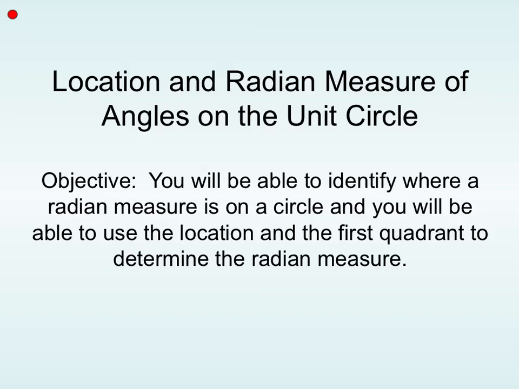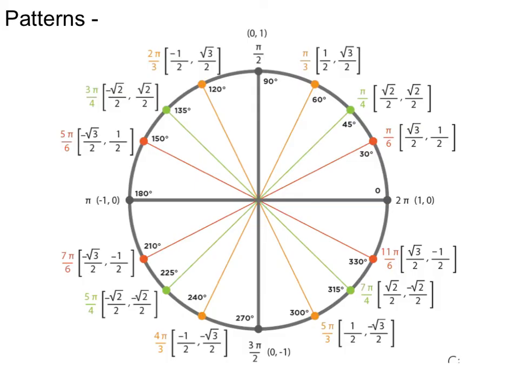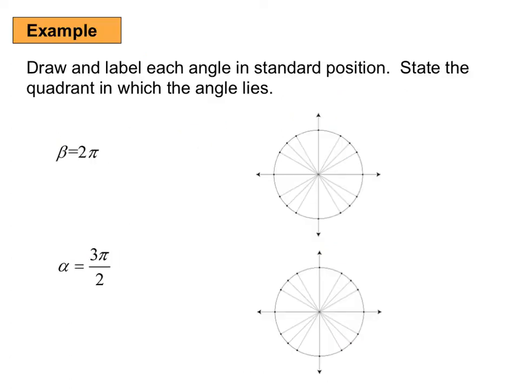Today's lesson is on location of radian measures on the unit circle, and today you're going to be able to identify which quadrant something is located in. So this is the unit circle that you're familiar with, and here are your radian measures throughout the unit circle. And today we're going to talk about the approximate location where something is, and we're going to essentially do that by knowing that this is 0 pi and 2 pi, this is pi over 2, pi, and 3 pi over 2. So we're just going to find approximate location today.